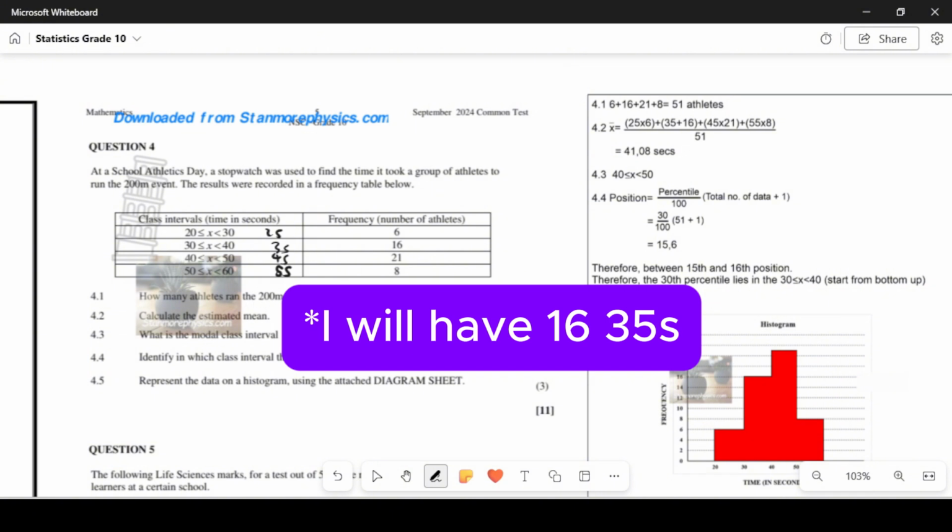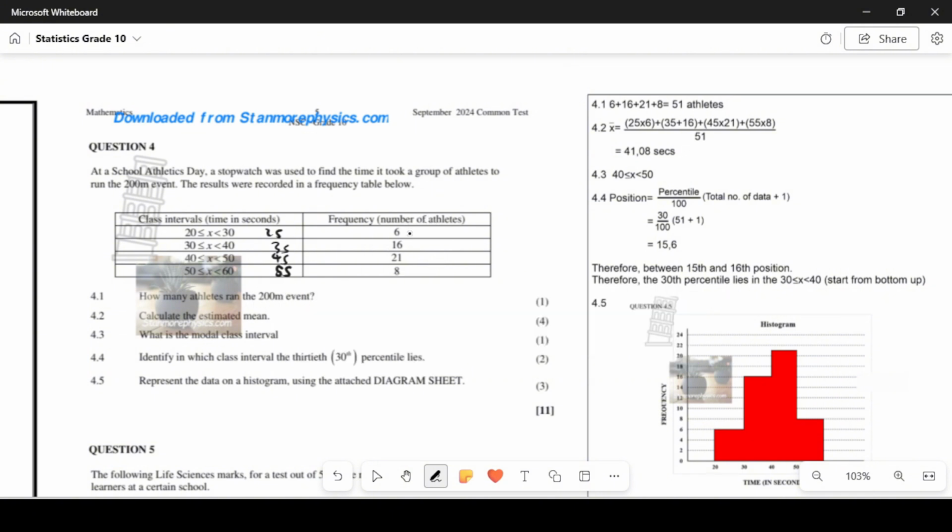How many athletes ran the event? Add all of these values up, right? Because all of these data were taken from these people, right? And so if we add all of the data points together, we get 51.